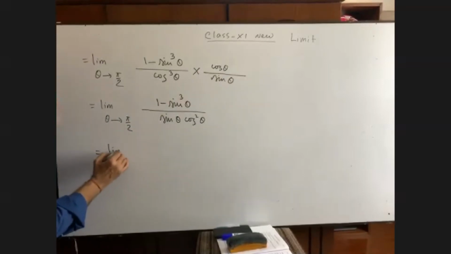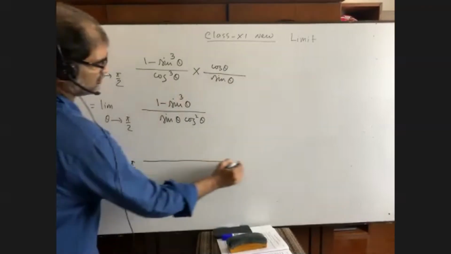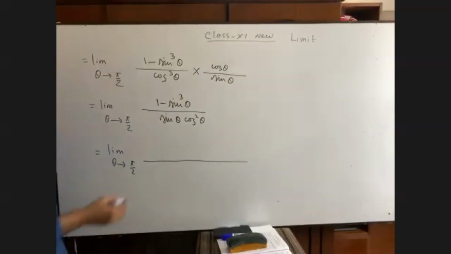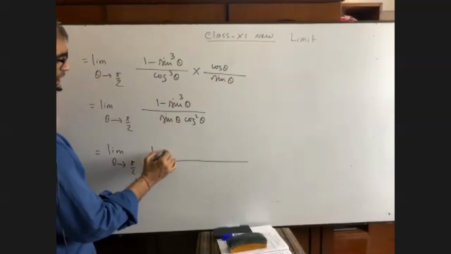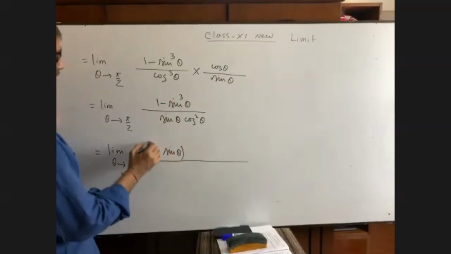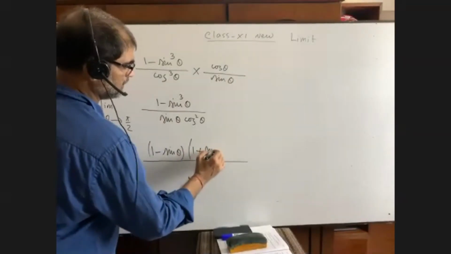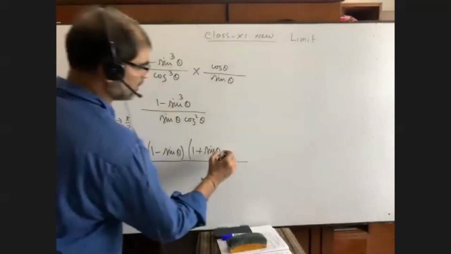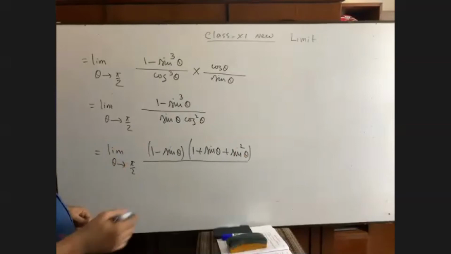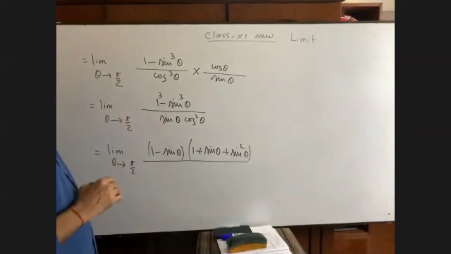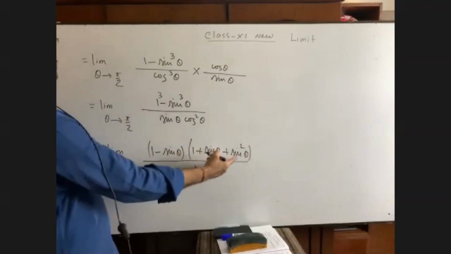Now I think all of you have come to know the next procedure. It is 1 minus sine cube theta. We can put here the formula of a cube minus b cube, which is a minus b into a square plus ab plus b square.